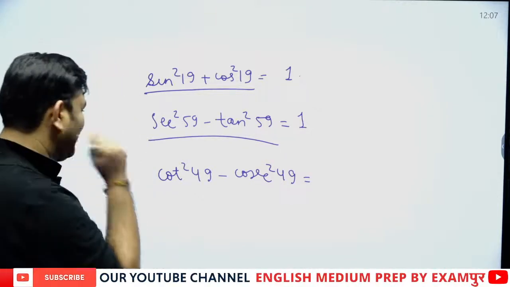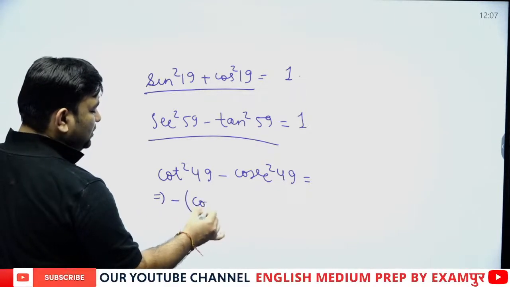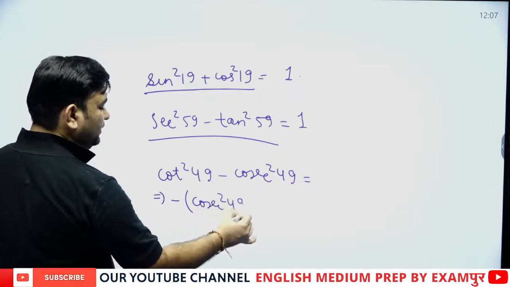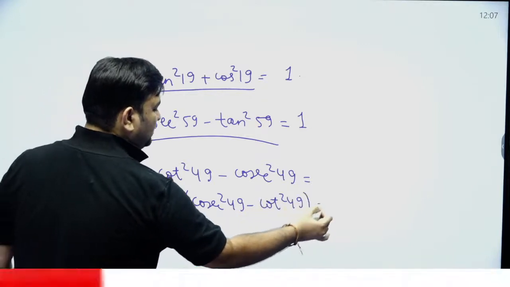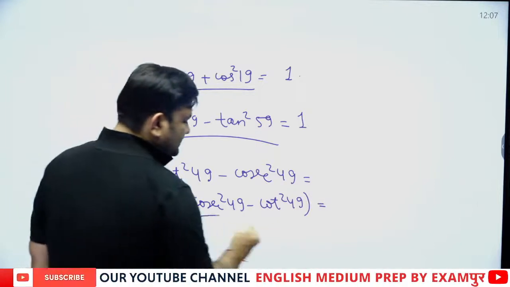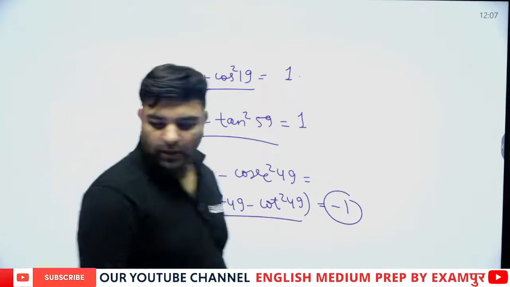Yeah, that is why I have given -1, because the identity is cosec square theta minus cot square theta. So this is equal to 1. So inverse, this is equal to -1.